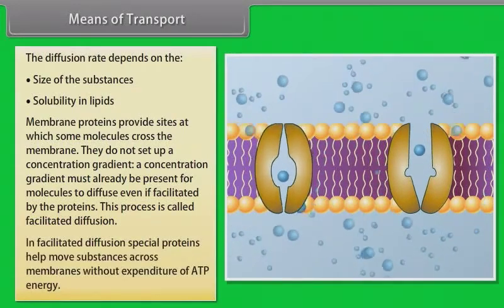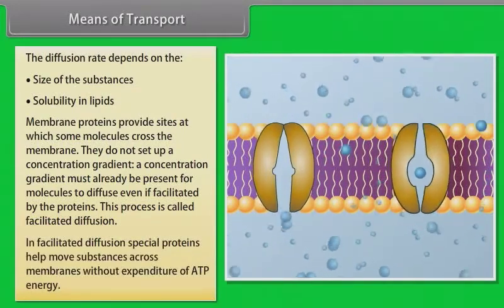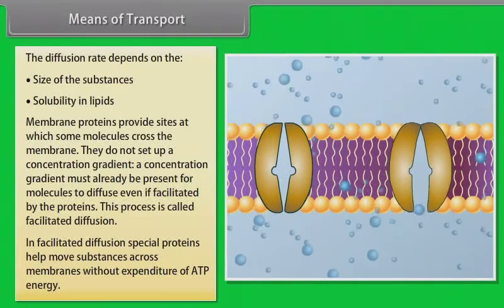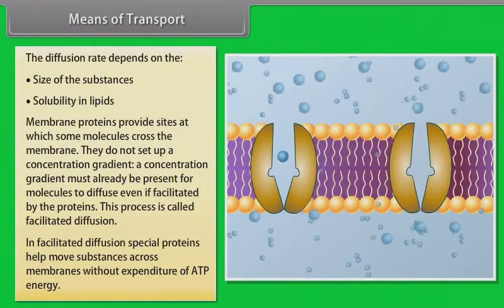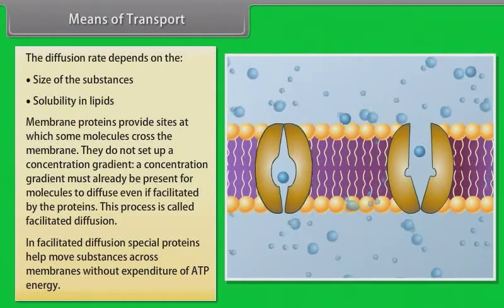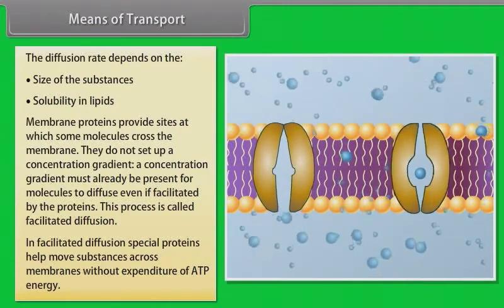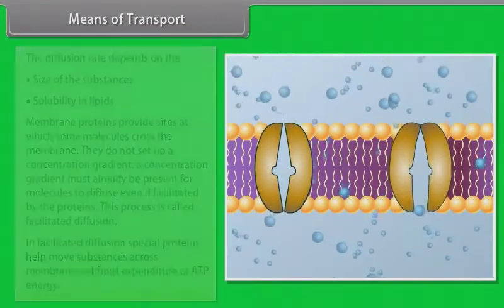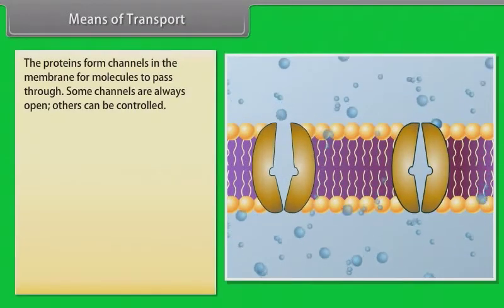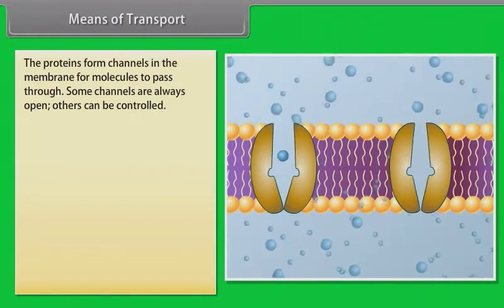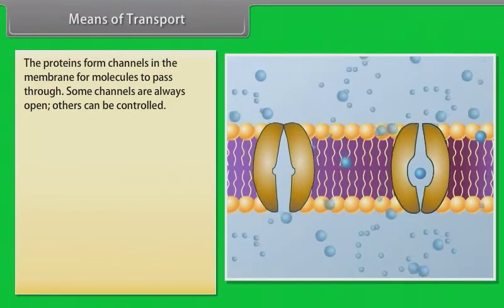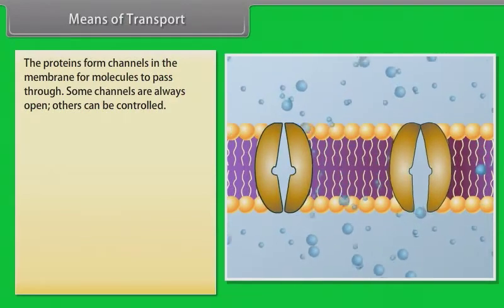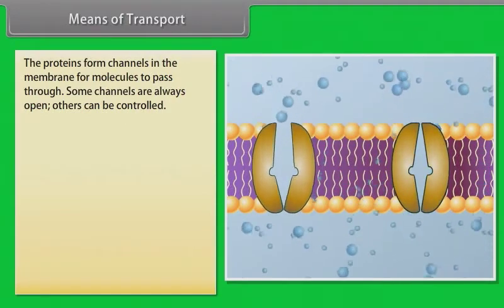In facilitated diffusion, special proteins help move substances across membranes without expenditure of ATP energy. Facilitated diffusion is very specific. It allows the cell to select substances for uptake. The proteins form channels in the membrane for molecules to pass through. Some channels are always open, others can be controlled. Some are large, allowing a variety of molecules to cross.